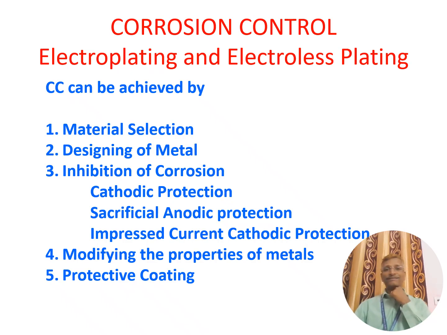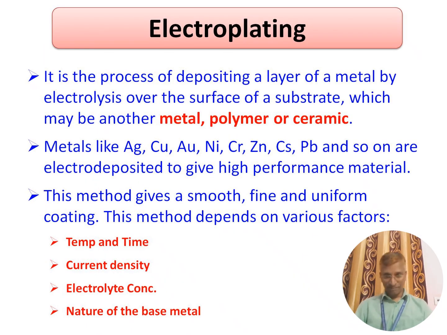So this is just the outline of my previous lecture. Corrosion control can be effectively carried out by material selection, designing of the metal, inhibition of corrosion, modifying the properties of the metal, and protective coating. I have covered the first four in the previous lecture. For this lecture, I will explain the protective coating. It may be carried out by electroplating and electroless plating. So let us see electroplating first.